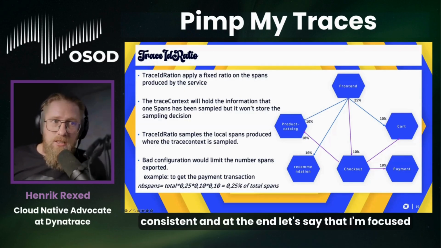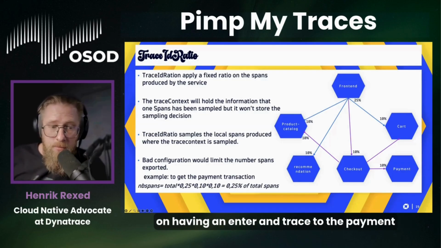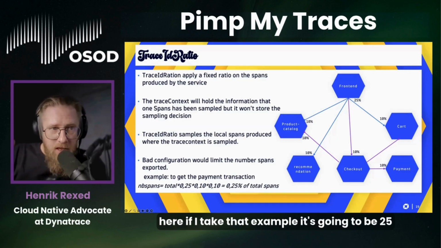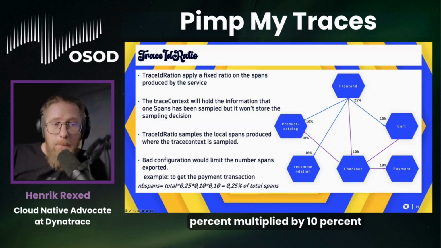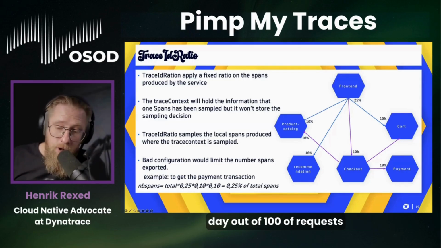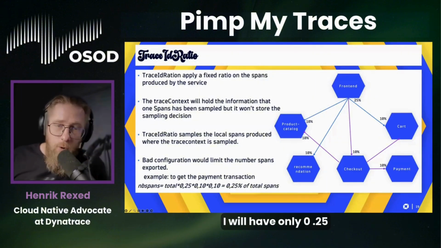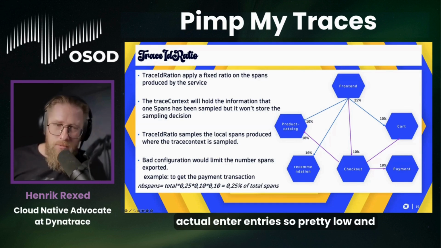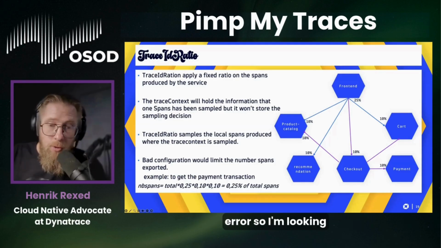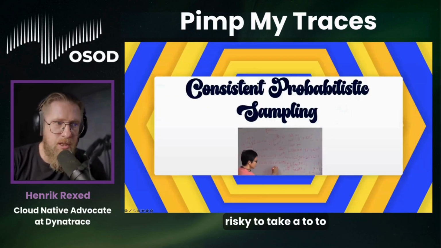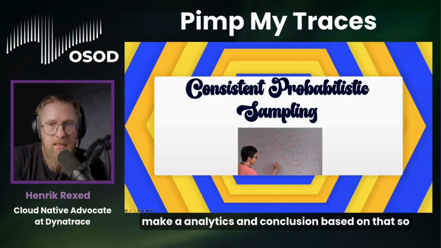So that's not consistent. And at the end, let's say that I'm focused on having an end-to-end trace to the payment because it's critical for my business. Then if I take that example, it's going to be 25% multiplied by 10% multiplied by 10%. And at the end of the day, out of 100% of requests, I will have only 0.25% with an actual end-to-end trace. So pretty low. And again, I have no control over whether it's a slow transaction or an error. So I'm looking at something, and I have no idea what it actually represents. So it could be very risky to make analytics and conclusions based on that.